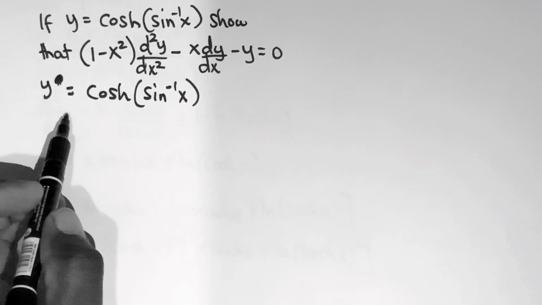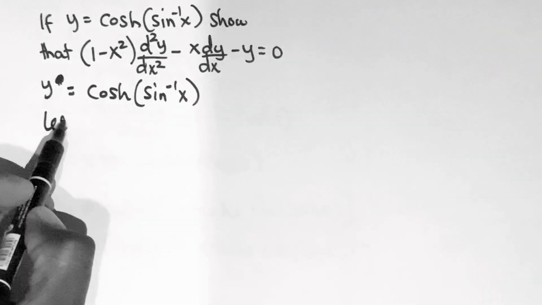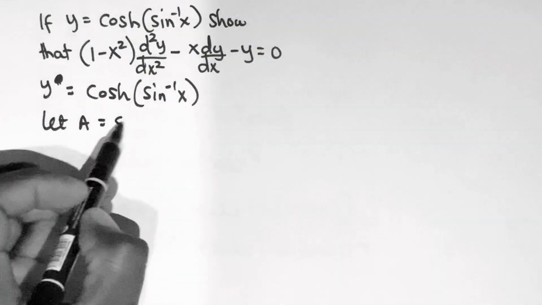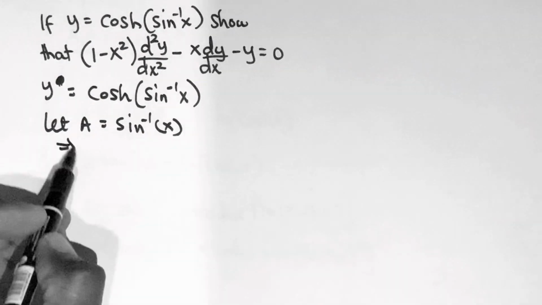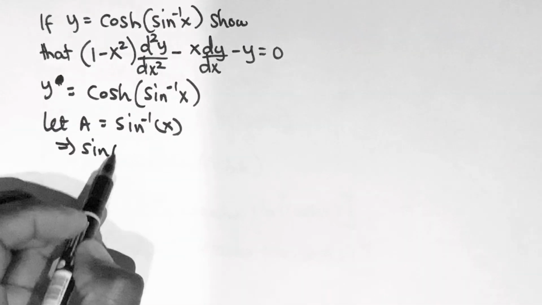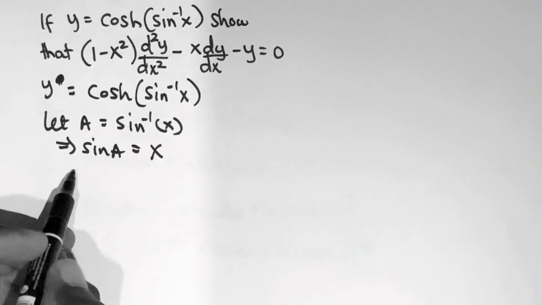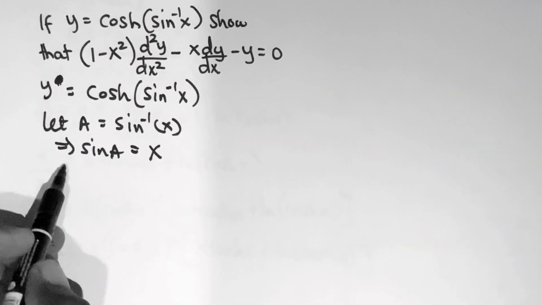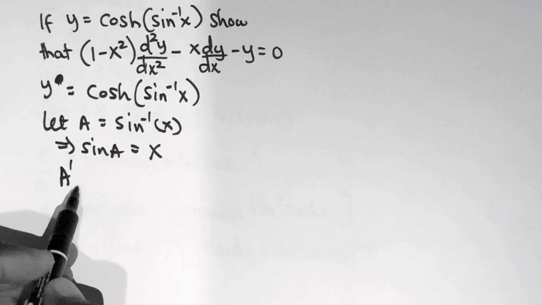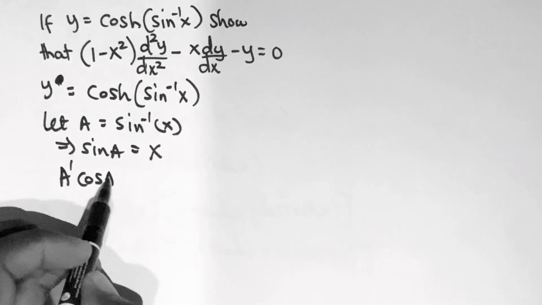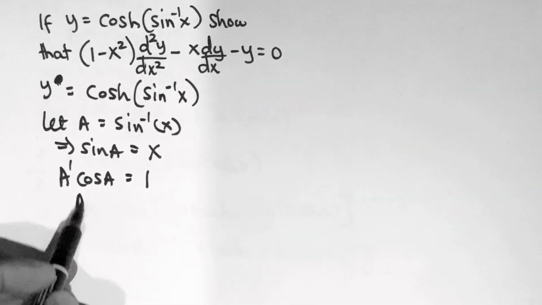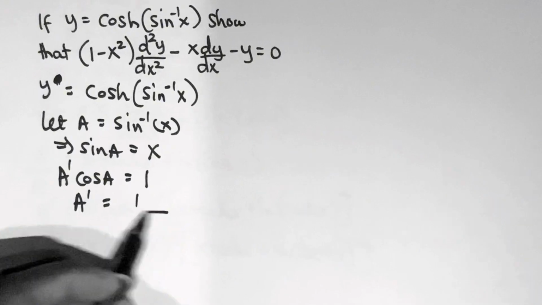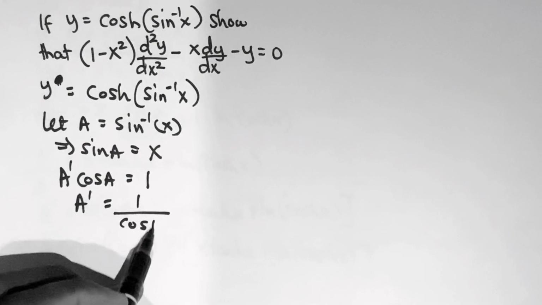But before we can find y prime, let's let a be equal to sine inverse of x. So this implies that sine a is equal to x. Now if you differentiate sine a, it is a prime, and then you get cos a, because if you differentiate x, it is 1. So a prime is equal to 1 divided by cos a.